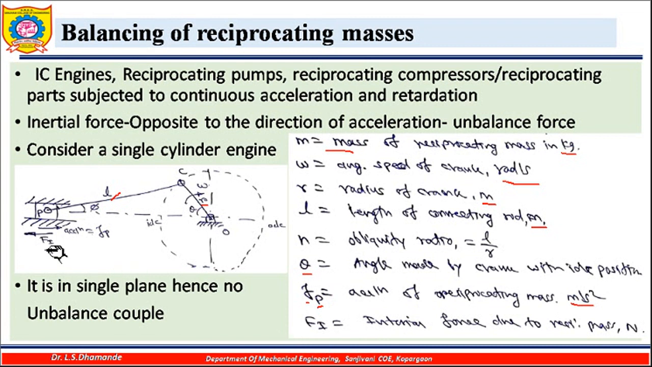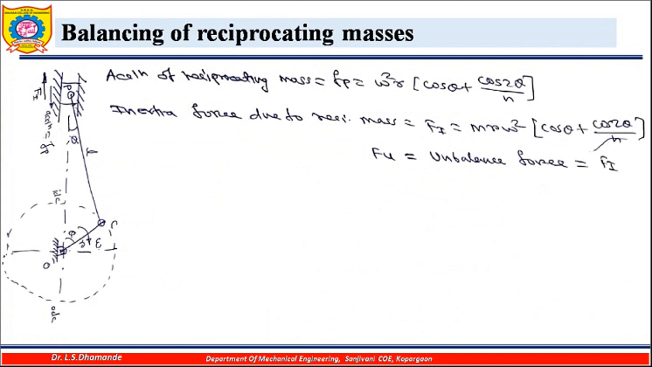And Fi is the inertia force due to the reciprocating mass m. In a single cylinder engine there is only an unbalanced force in its plane, but no unbalanced couple as such. Now we will see how to calculate the magnitude of that force. To know the force, we have to know the acceleration. The acceleration of the reciprocating part is given by f equal to omega square r into cos theta plus cos 2 theta by n.